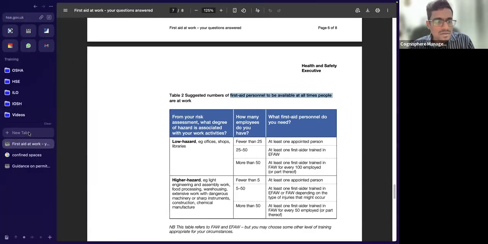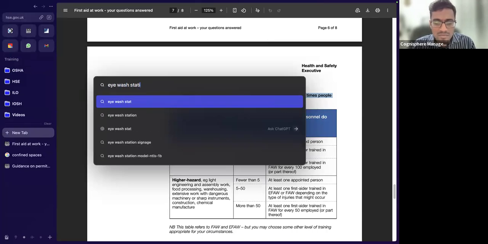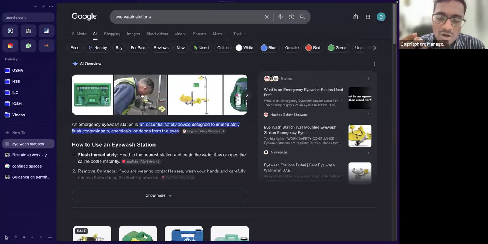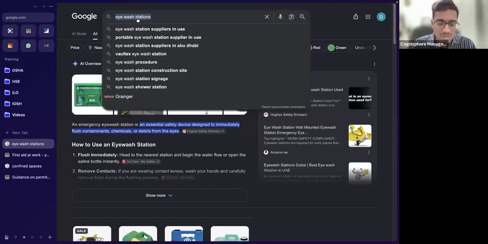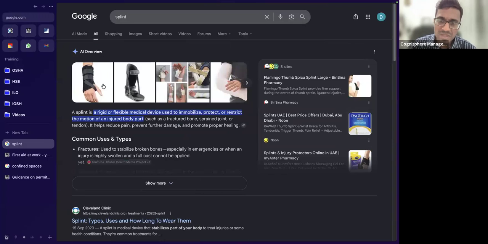If you want, you can look here. For example, eye wash stations: where workers may be exposed to chemicals, this eye wash station will be required where they are handling chemicals. Likewise emergency showers, and then splints, to support and prevent body movements where there is a muscle injury. These are all other first aid equipment that you will determine based on your first aid needs. But as a minimum, you are going to provide a first aid box. Whether you provide a small, medium or large box, everything you will decide based on your first aid needs assessment.